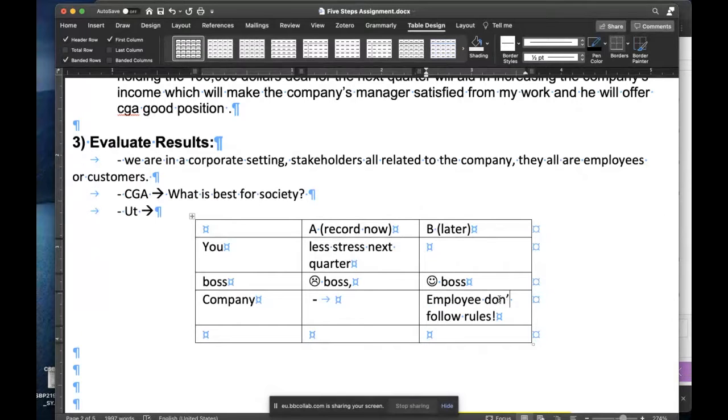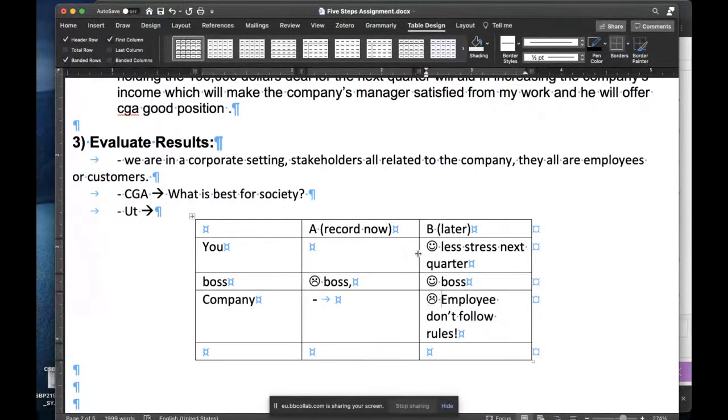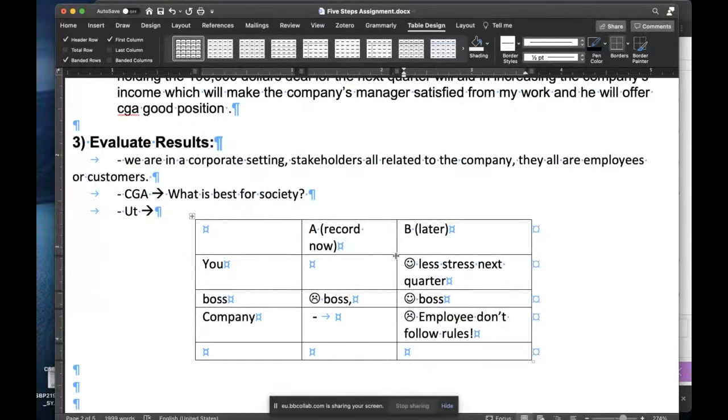Okay, so now you have to compare what is worse, what is less bad. I guess it would be for later. Yeah, so you have to measure that the boss is happy and that you are less stressed. So that these two persons are a bit happy compared to corruption or starting corruption, right? So what is the dollar value if you have to put one? With the utilitarian approach, recording later would be the best choice because it satisfies the salesperson and the boss.